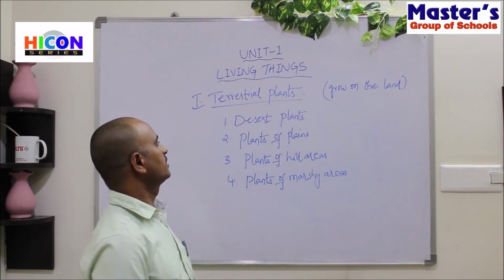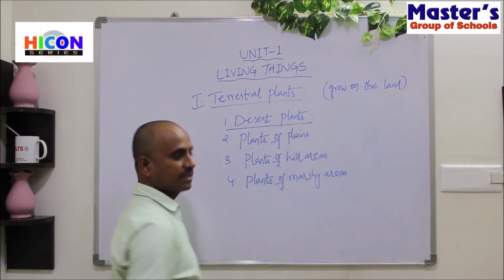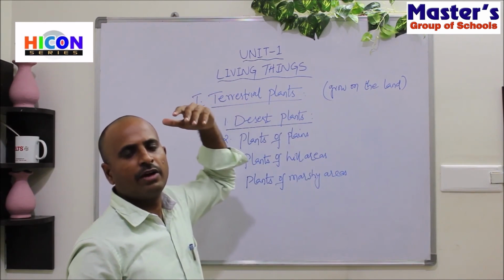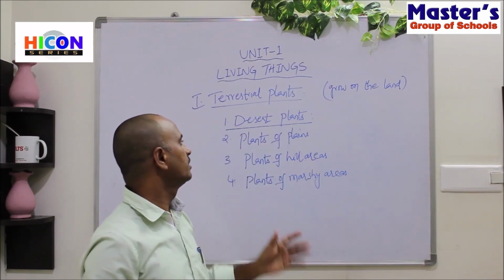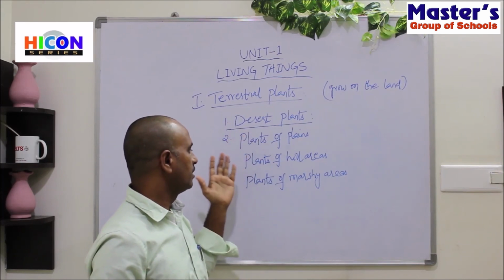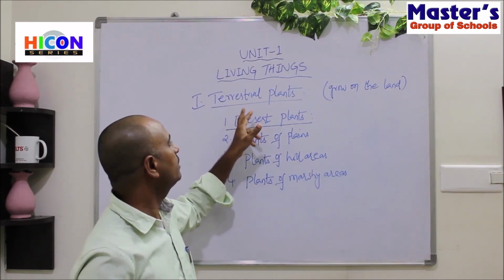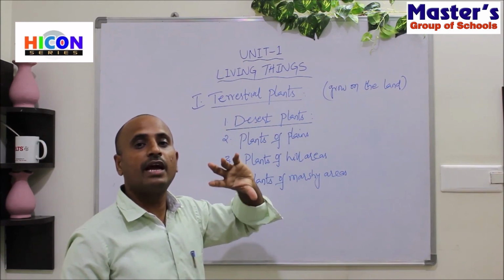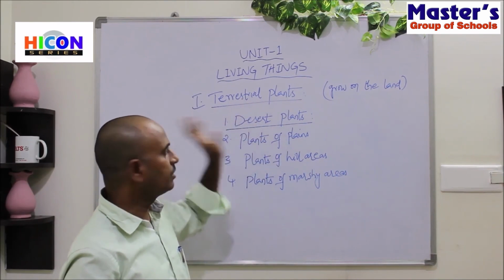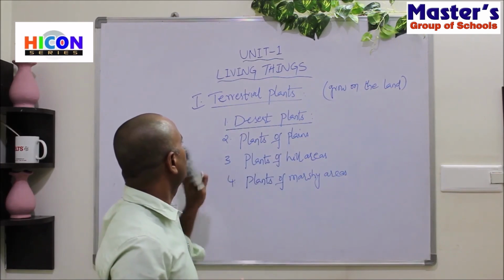Now let us discuss what desert plants are. Terrestrial means land. On the land we have different types of habitations, that means we have deserts, plains and mountains. Depending upon their habitations, the terrestrial plants are divided into four types. The first one is desert plants. So let us discuss desert plants first.